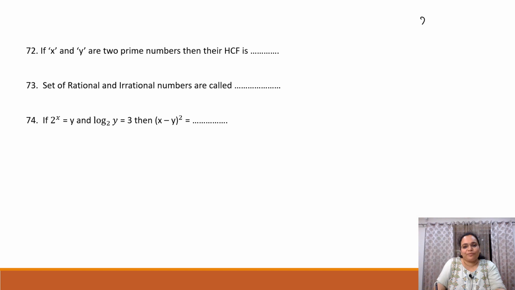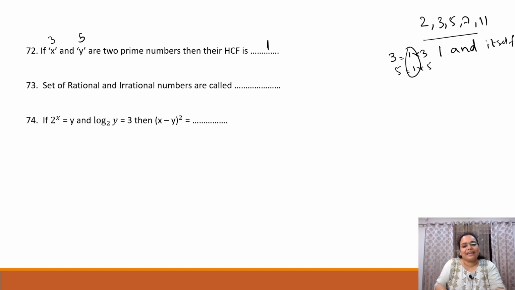If x and y are two prime numbers, then their HCF is. So we know what prime numbers are. 2, 3, 5, 7, 11 are your prime numbers, right? All these prime numbers have 1 and the number itself as its factors. Correct? So if you take x as 3 and y as 5, what is the common factor in them? 3 is 1 into 3 and 5 is 1 into 5. The common factor is 1. So the HCF will always be 1 for prime numbers.